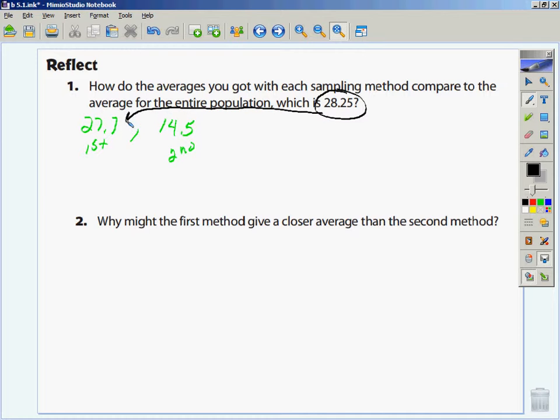When we talk about compare, when we're talking about numbers, we usually talk about greater than, less than, or equal. Both are less, right? What can you tell me? Which method's closer? The first method is better or closer. In number 2, it says, why might the first method give a closer average than the second method? Why did it come out closer? Possibly.